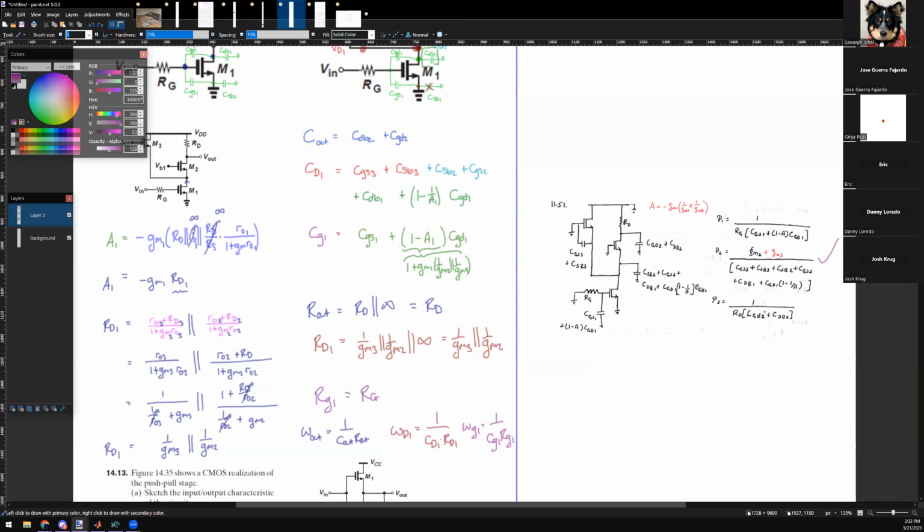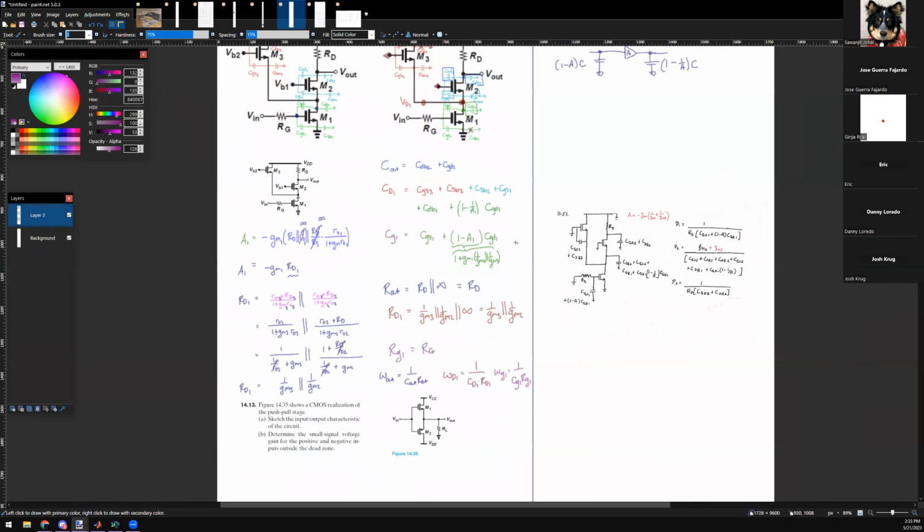Last one is this one, which is just RD. And then RD is paired with CDB2 and CGD2, which it says here. So the only question is, what is A? And they said A is negative GM1 times these 2 in parallel. You guys have any questions? Looks perfect. It is perfect.